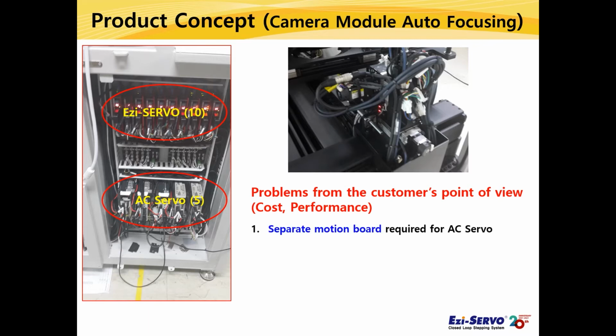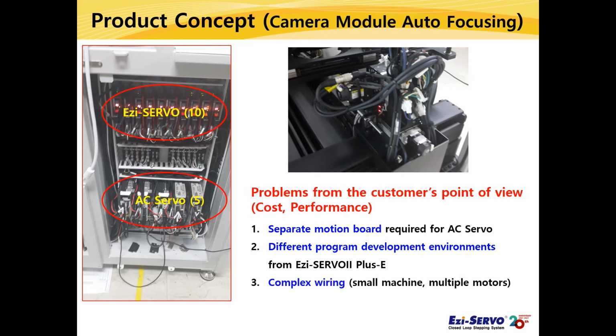But, a separate motion board is required to control the 5-axis Ezi-SERVO. The customer needs to configure 2 different software development environments to control Ezi-SERVO and Ezi-SERVO. This is cumbersome from the customer's point of view, and costs are increased by a separate motion board to control the 5-axis Ezi-SERVO. In addition, long and thick bundles of wires connected from the Ezi-SERVO to the motion board are required, and it makes the wiring complicated. In the next chapter, I will explain the details with diagrams.